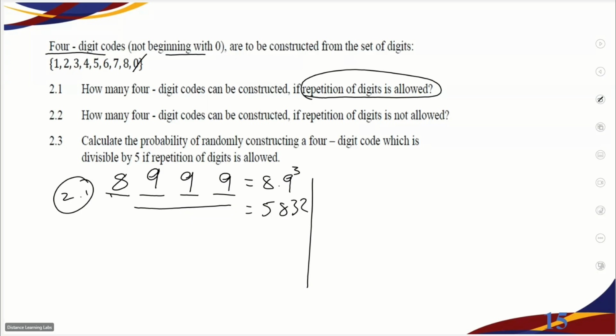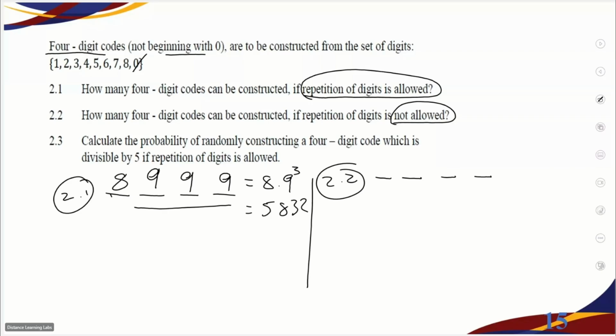The second question, 2.2, says, how many 4-digit codes can be constructed if repetition of digits is not allowed? Meaning a number is only allowed to compete for one position. Once that number occupies the position, it will not compete for the other positions because it is not allowed to repeat. We still create our 4 spaces, 1, 2, 3, 4, because we are creating a 4-digit code.